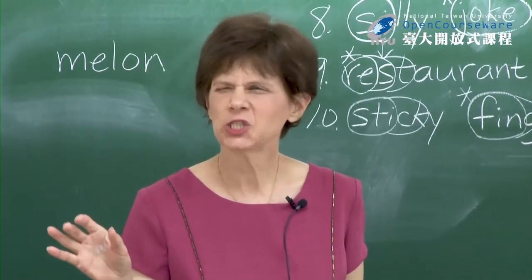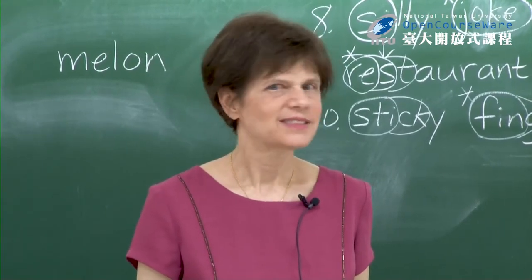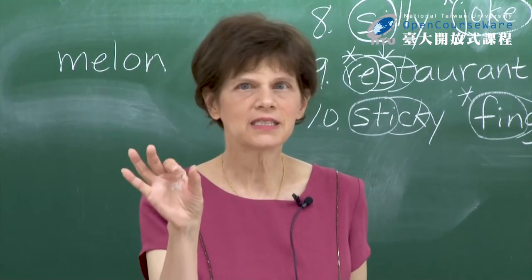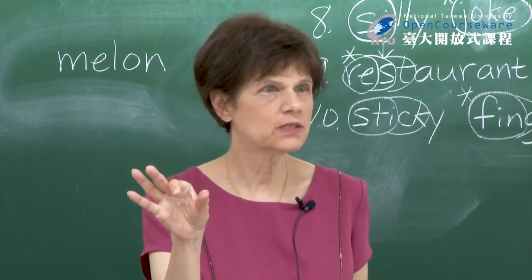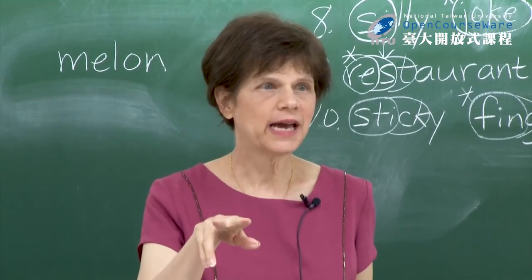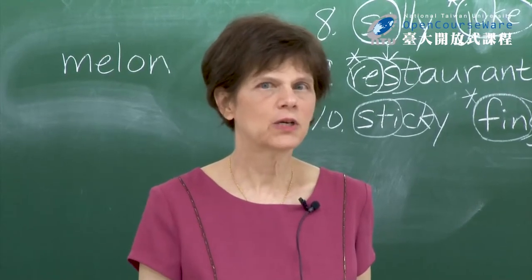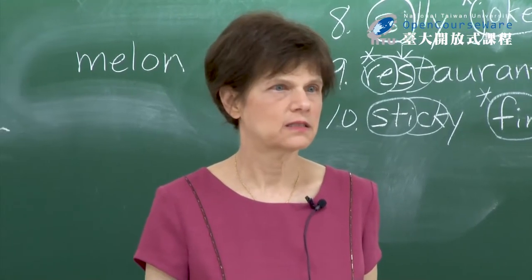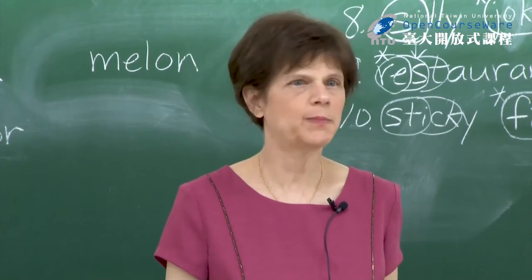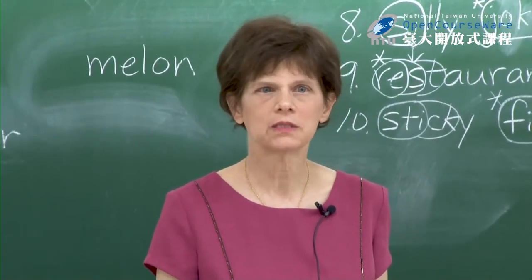Is it a piece of flesh? What is it? The glottis is the space between the vocal folds. 声带有两片。它那个中间的空间，那个缺口，那个是 glottis. That's the definition of glottis. It's a space between the vocal folds.